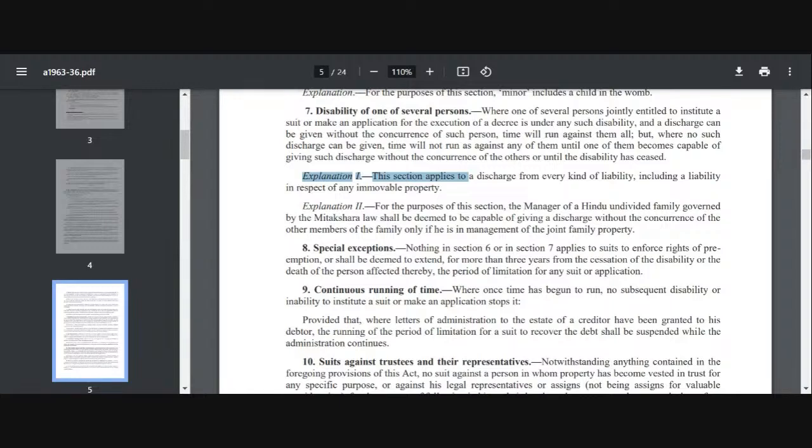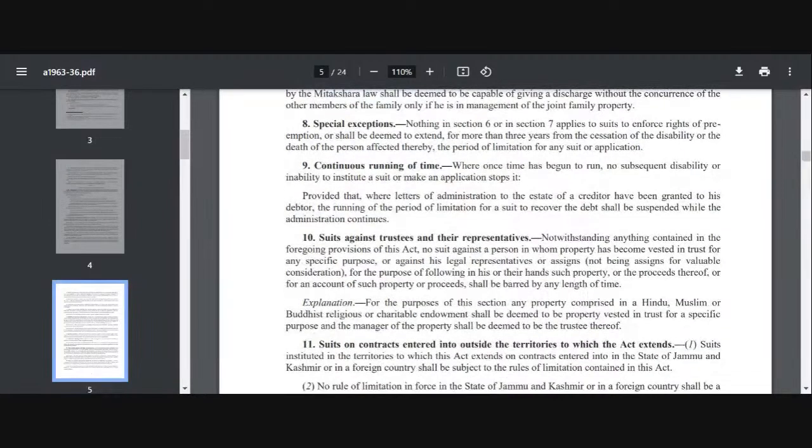And what does it say? That once time starts to run, it is not going to stop. Where once time has begun to run, no subsequent disability or inability to institute a suit or make an application will stop it. So if once the time has started to run, a subsequent disability or inability to institute a suit or to make an application is not going to stop it. So it's a continuous running of time.